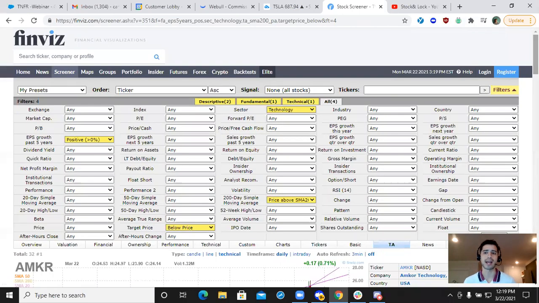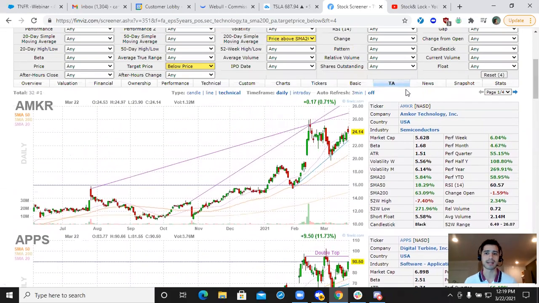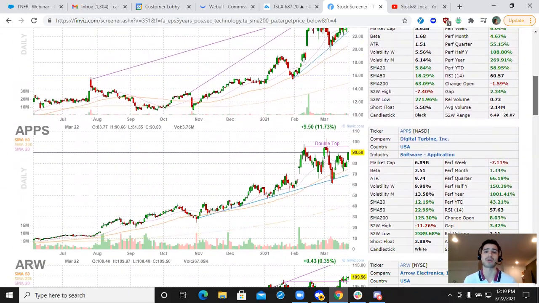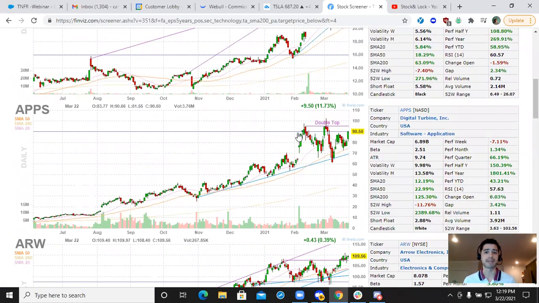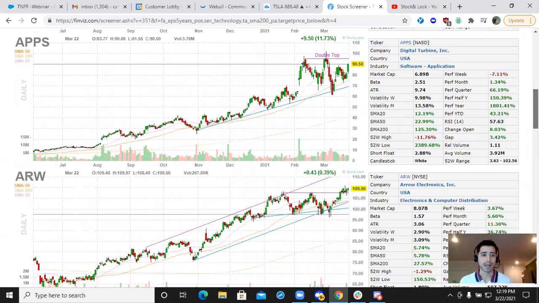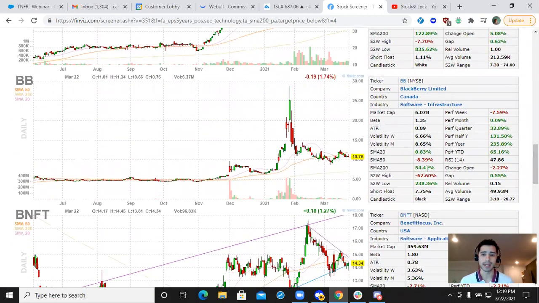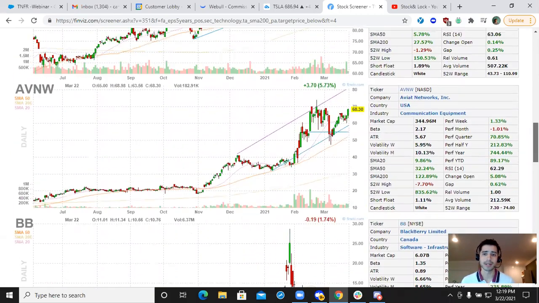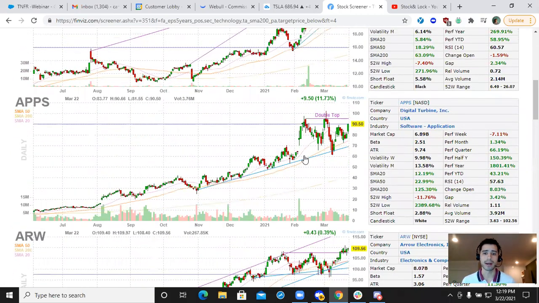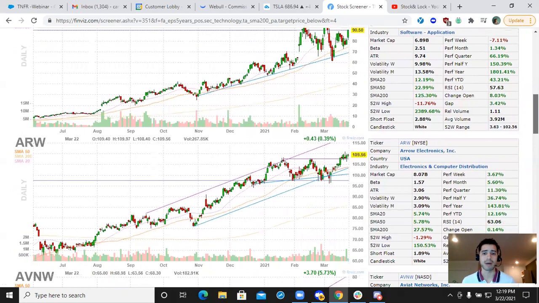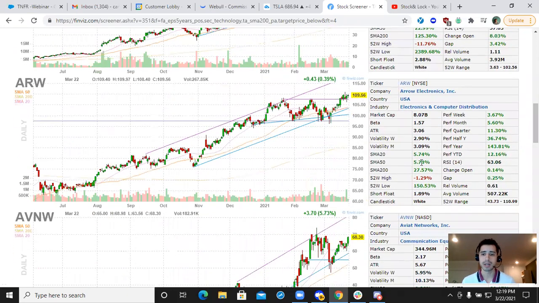Let's say we want to do a quick TA on BlackBerry. So we can hit this technical analysis tab and look at an overall comparison via these charts. APPS, we see 125% above the SMA 200. Okay, that's important. Let's compare that to BlackBerry. So only 54% with BlackBerry. This looks like a nice one to get into, okay? There is a double top right there, something to be wary of. So let's stay away from that one. This one looks nice. 27% above the SMA, solid market cap. Arrow Electronics. Okay, we have our stock.